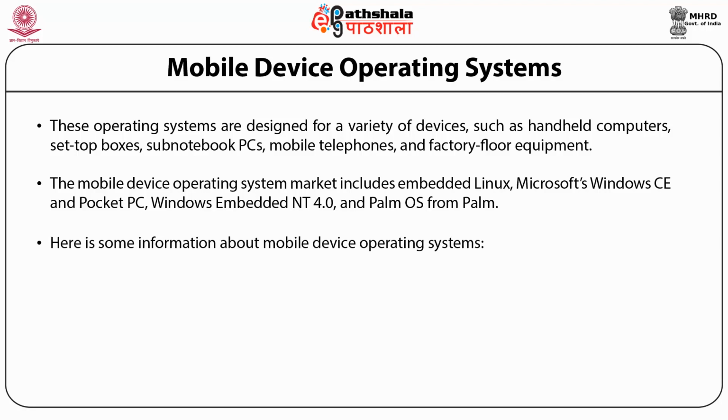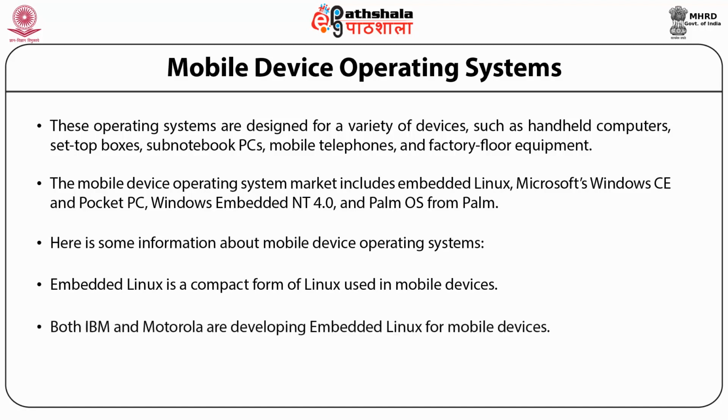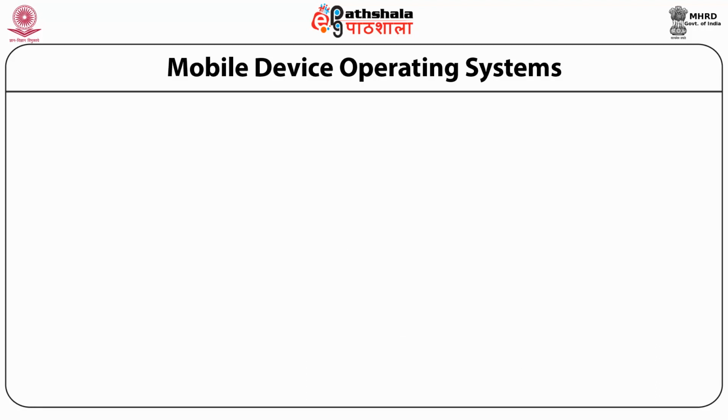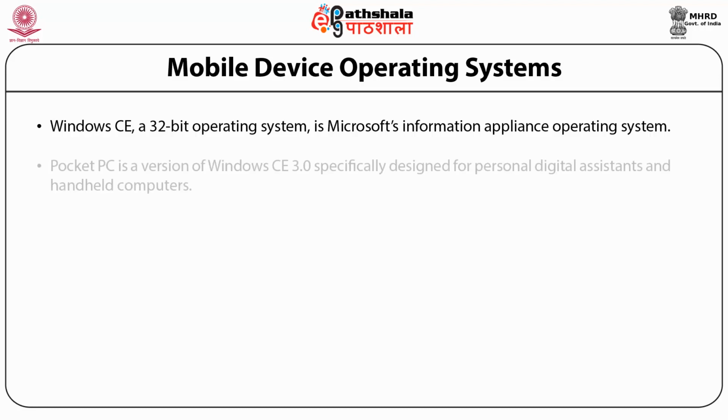Here is some information about mobile device operating systems. Embedded Linux is a compact form of Linux used in mobile devices. Both IBM and Motorola have developed embedded Linux for mobile devices. Windows CE, a 32-bit operating system, is Microsoft's information appliance operating system. Windows CE includes scaled-down versions, known as Pocket versions, of Microsoft Word, Excel, PowerPoint, and Internet Explorer. Pocket PC is a version of Windows CE 3.0, specifically designed for personal digital assistants and handheld computers.